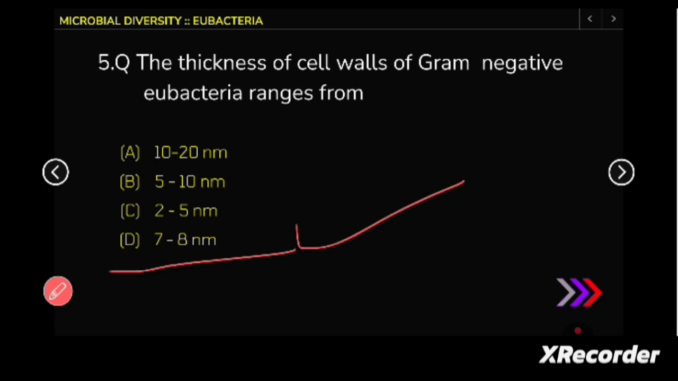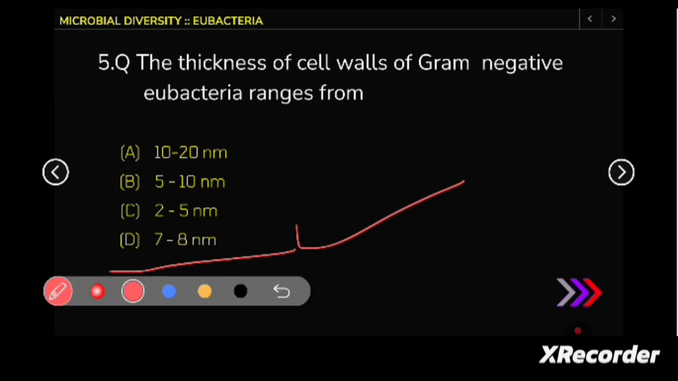7 to 8 nanometers. Cell walls of gram negative Eubacteria are very thin compared to gram positive bacteria. The thickness of gram negative eubacterial cell walls ranges from 7 to 8 nanometers only. Answer is D.